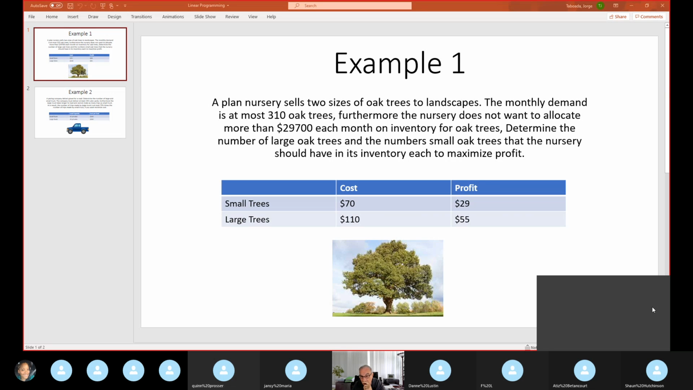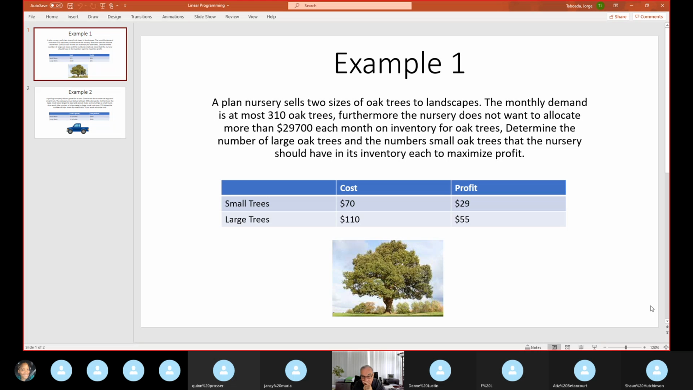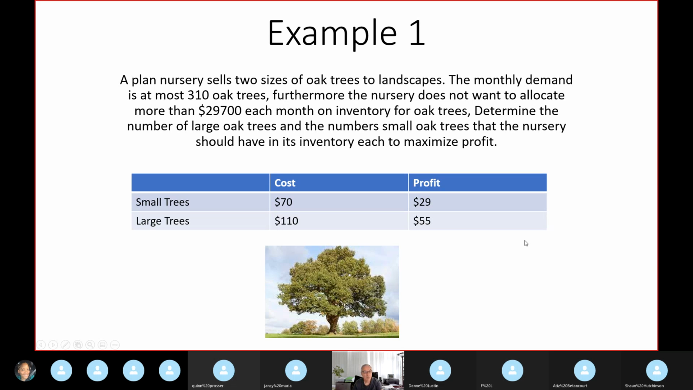In linear programming, you need to find a numerical result. Okay, suppose this problem. Let me read the problem, let me try to understand the problem, and let me try to solve the problem.